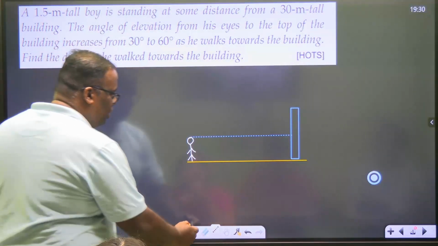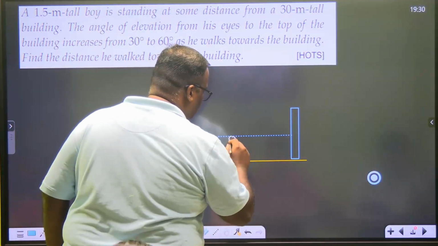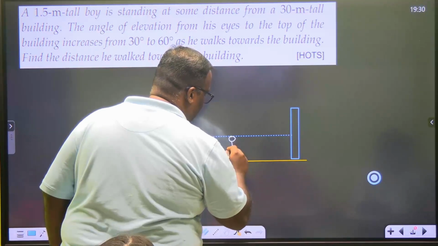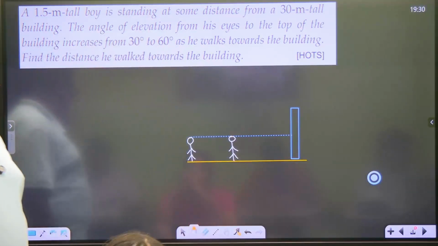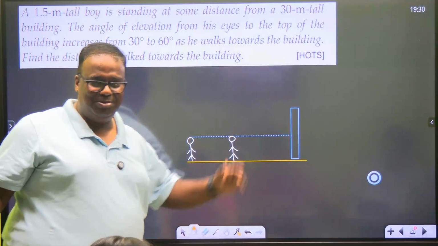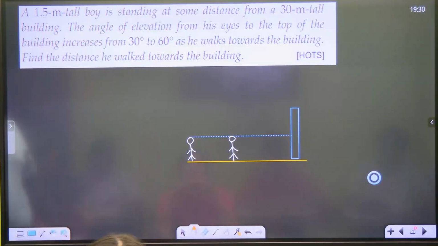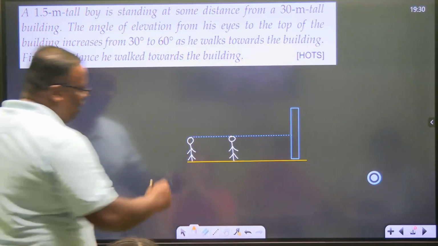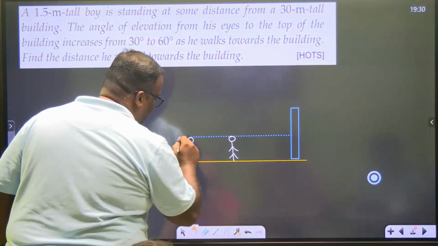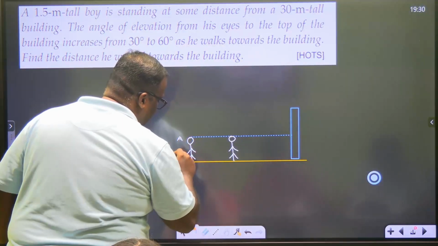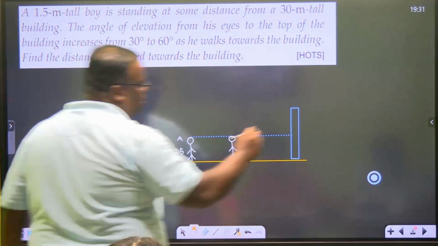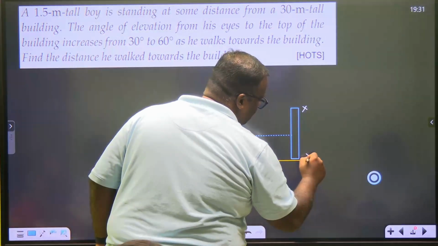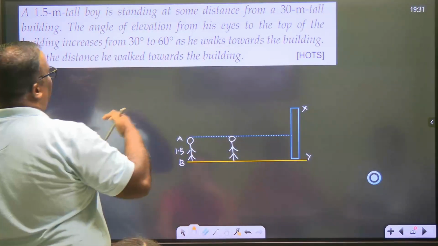So let's bring the boy. Boy will be walking towards the building. Agreed? Right? He has also come to meet his girlfriend. Always remember that story. So the height of the boy, let's give him a name, AB. AB is how much? 1.5. And the building is, say, XY, right? Find the distance he walked.